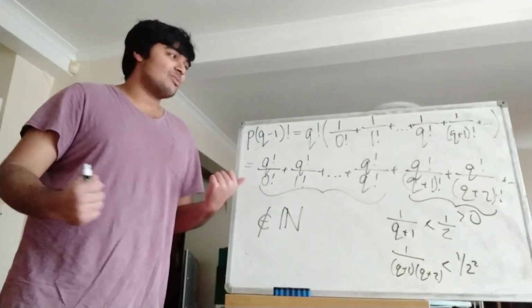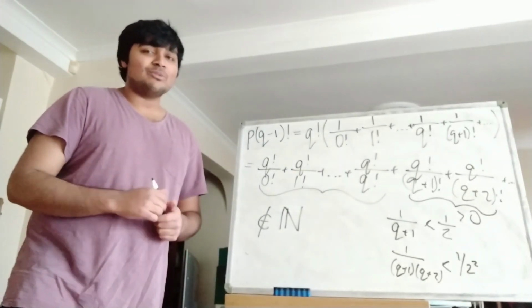Unfortunately, you can't apply this sort of argument to pi. To prove that pi is irrational, it's a bit more difficult.